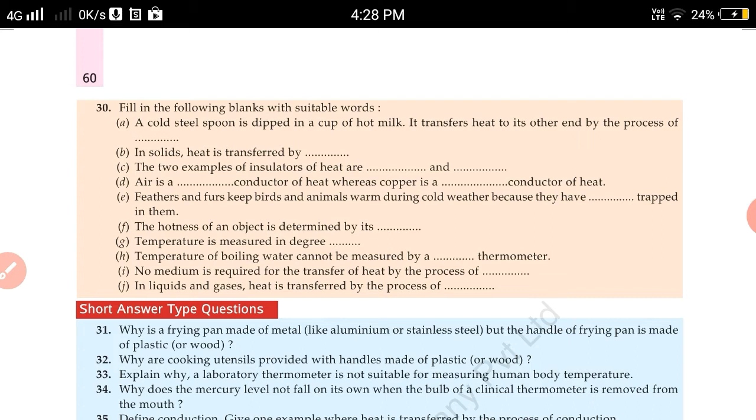The temperature of boiling water cannot be measured by a clinical thermometer. No medium is required for the transfer of heat by the process of radiation. In liquids and gases, heat is transferred by the process of convection.